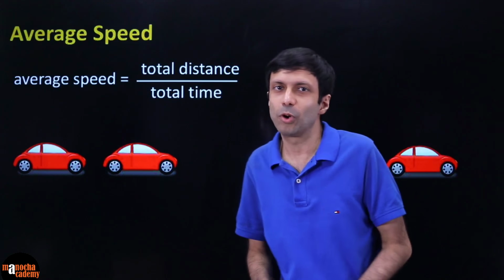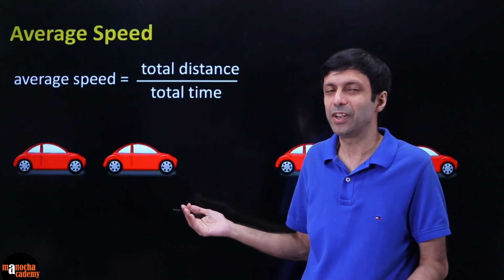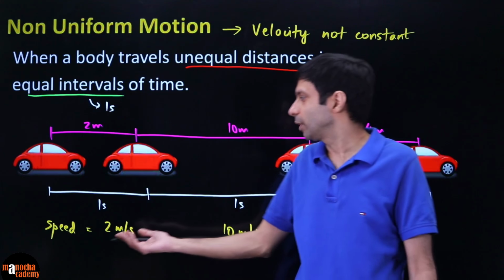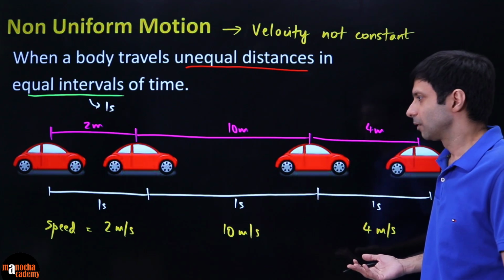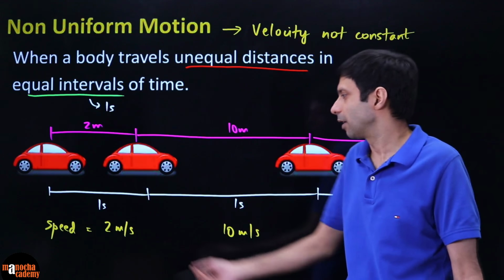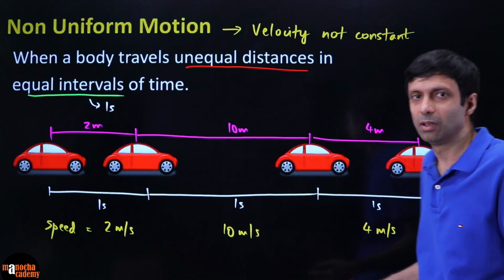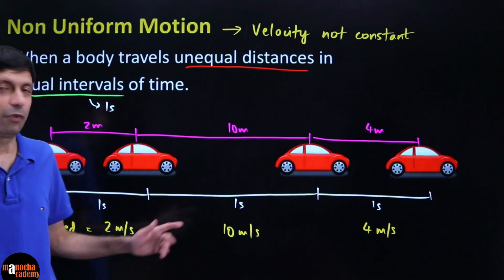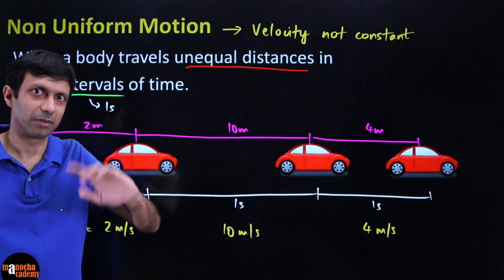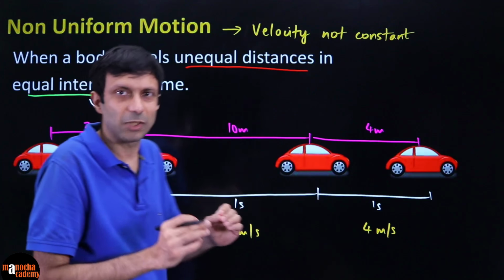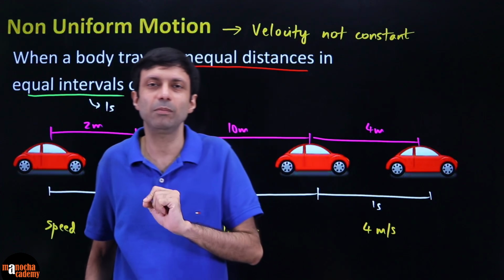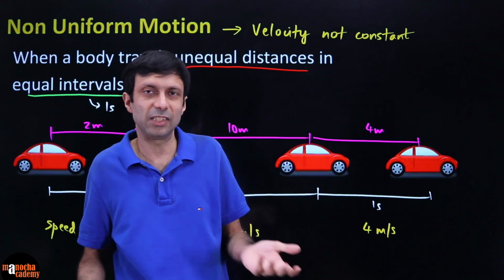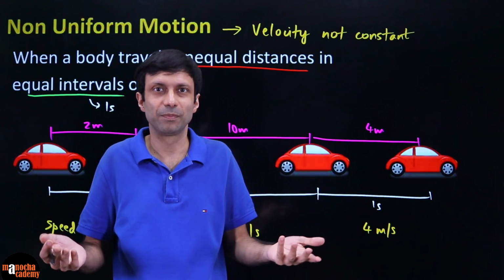So that is why we talk about this concept of average speed. Why? Because as you can see, the speed is changing. So what will I say? What is the speed of this car? Is it 2? Is it 10? Is it 4? It's different at different time intervals, or if you look at the speedometer, it is changing. Speedometer measures the instant speed at that particular time instant. But since it is changing, then we talk about average.